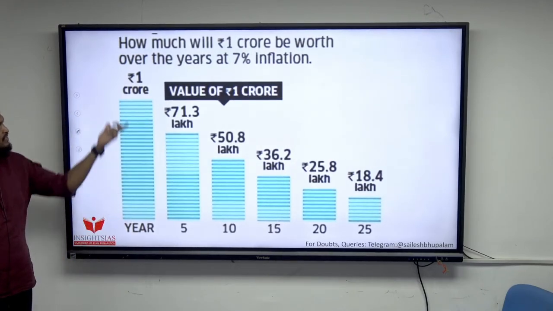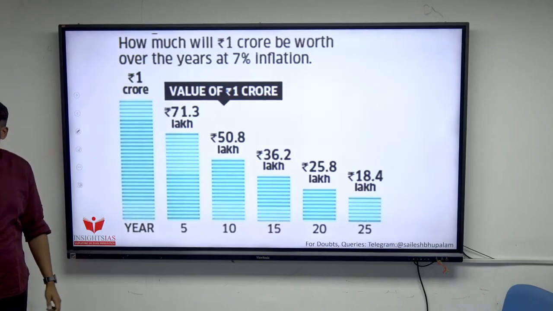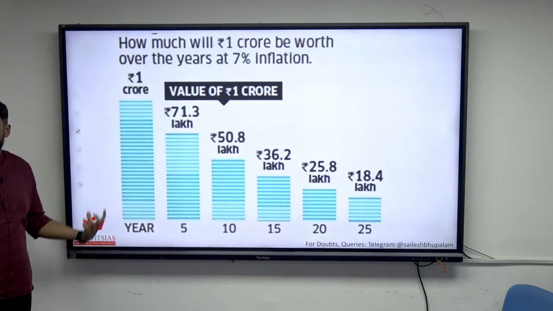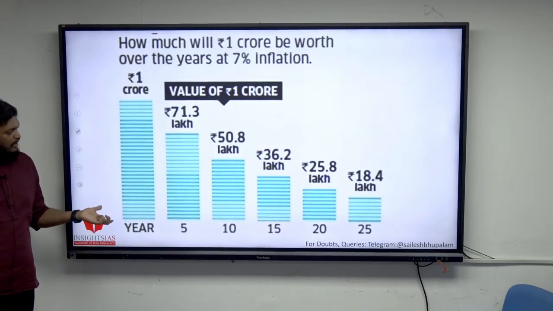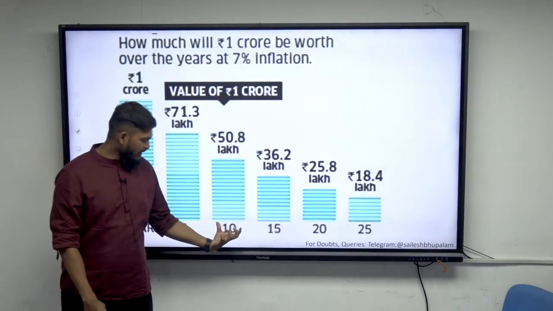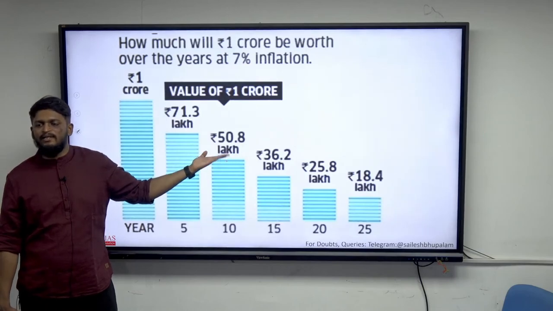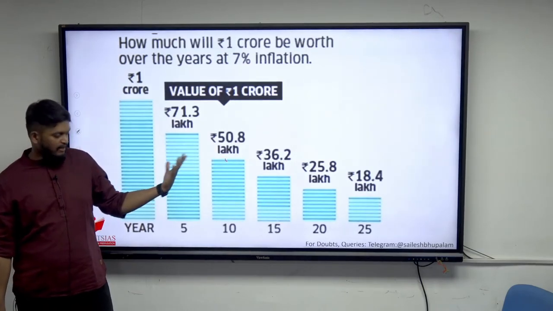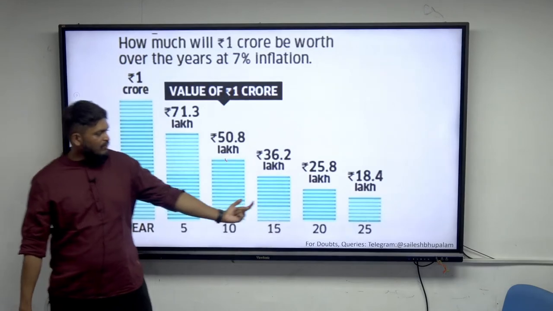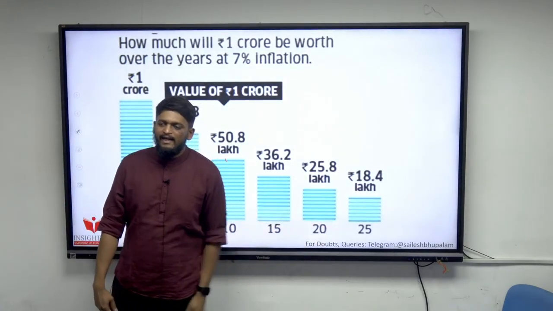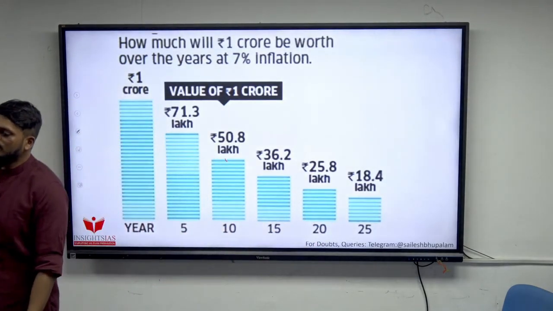Right now, imagine using 1 crore, somewhere you can buy maybe in a village, maybe 1 acre of land. But if you buy it after 10 years, it is equivalent to 50 lakh only as of now. That means you can buy how many acres? Half an acre. 10 years later, you can buy only half an acre. 20 years later, you can buy a quarter an acre. That means what is happening to the money value?